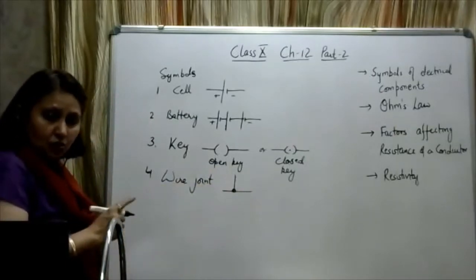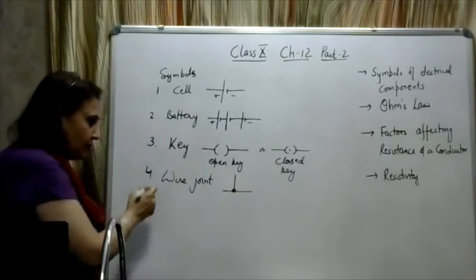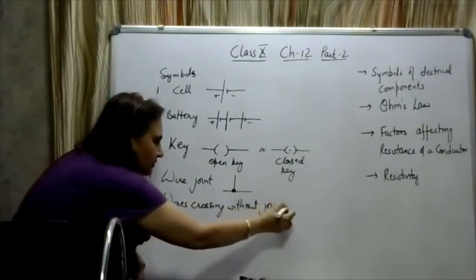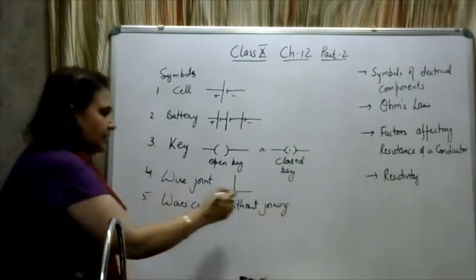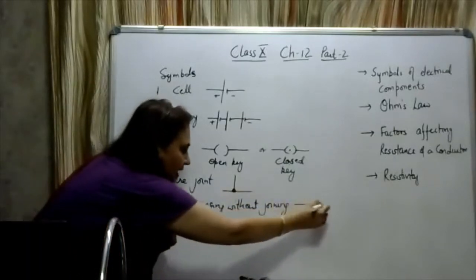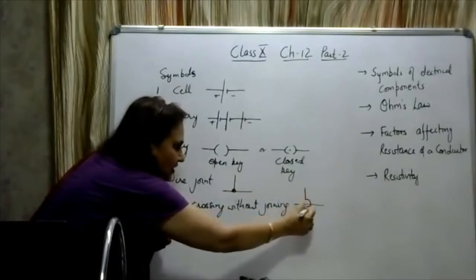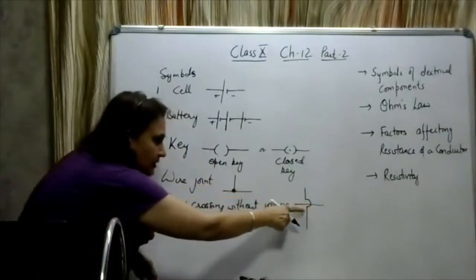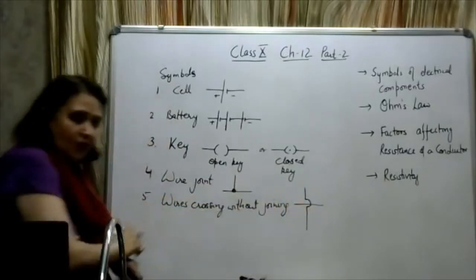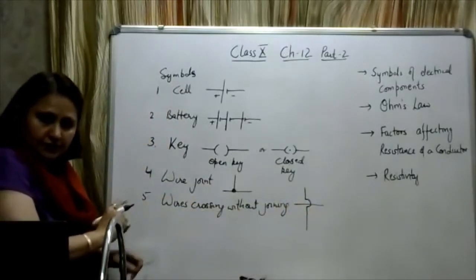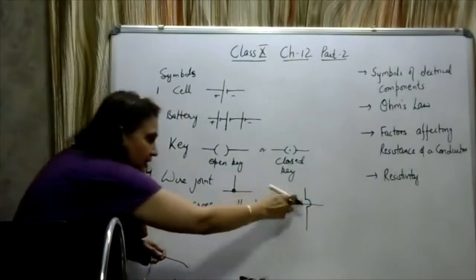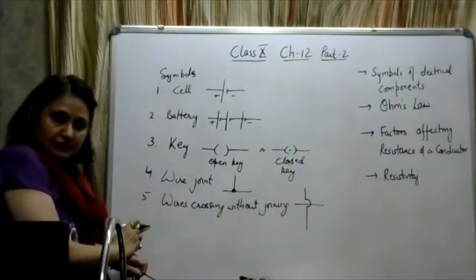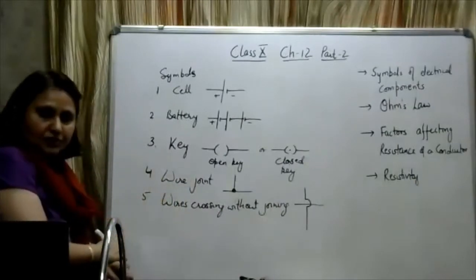Suppose there are two wires which are not joined together, that is, wires crossing without joining. Let these be two wires. The other wire is crossing the first wire, but it is not joined to it. So we represent it by this symbol. It means these are two wires which are not joined. In the figure, we represent this in this manner. It means these are two wires which are not joined.